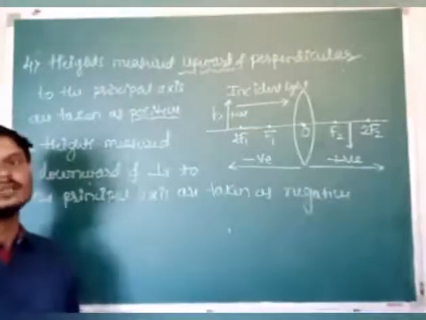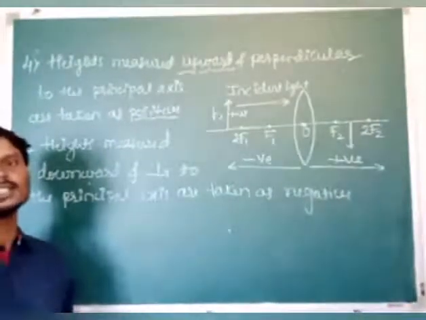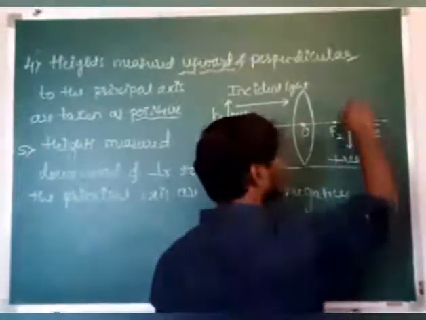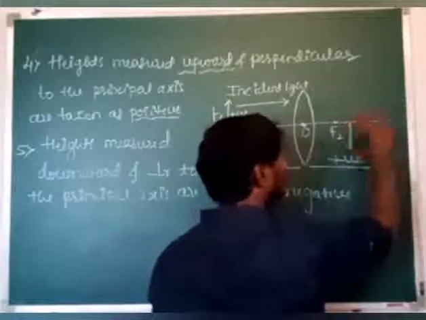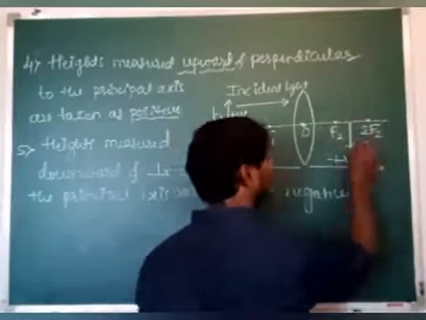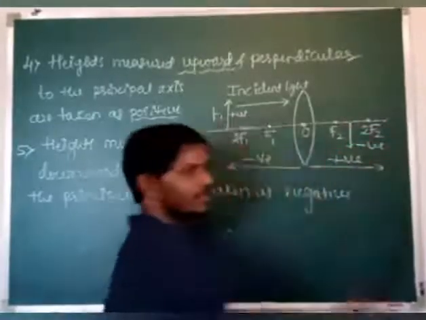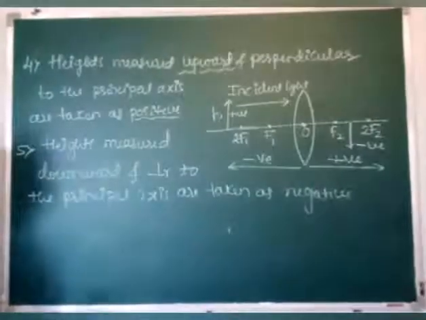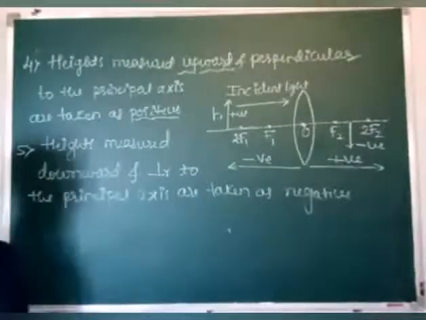What do you mean by a real image? A real image is an image which can be obtained on the screen. And here the height is measured downward and perpendicular to the principal axis. Then this height can be taken as negative here. Okay, so these are some of the sign conventions used in the lens formula.